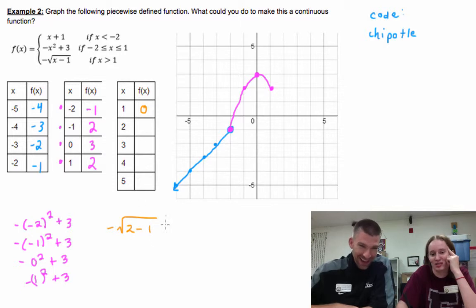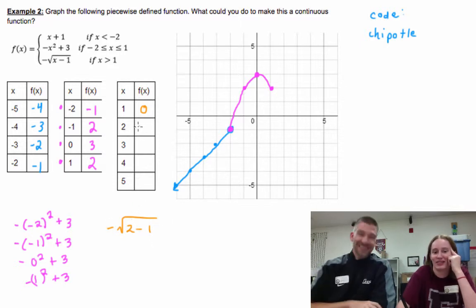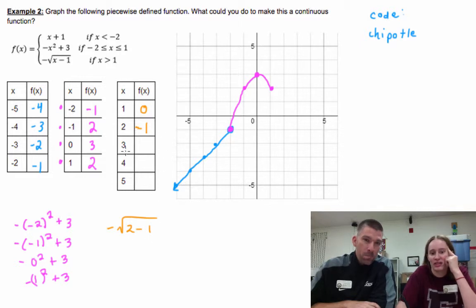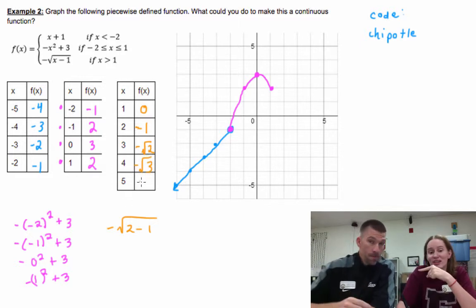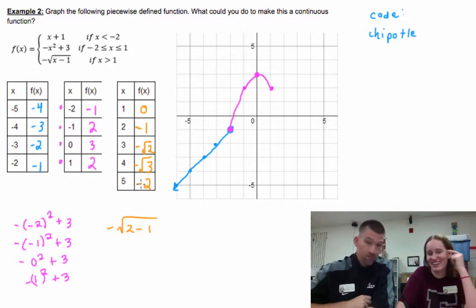If I plug in 2, 2 minus 1 is 1. Square root of 1 is 1. The negative on the outside makes it a -1. Now, here's the deal. 3 is going to be some sort of decimal. It's going to be really weird. You could write negative square root of 2 if you wanted to. That would be negative square root of 2. And this would be negative square root of 3. And this would be negative square root of 4, but we know what that is, which means negative 2.